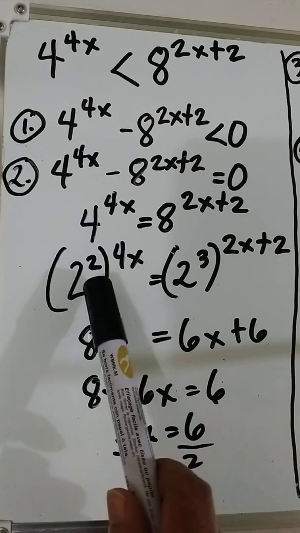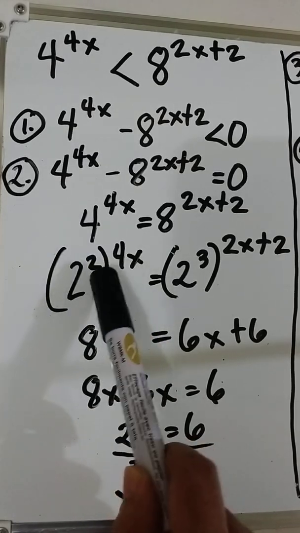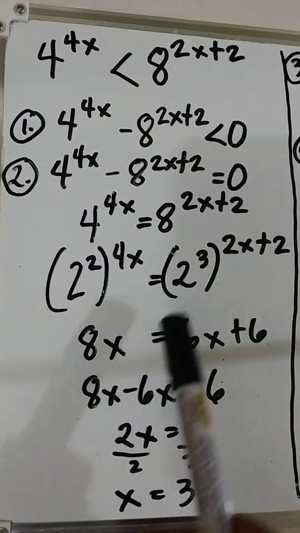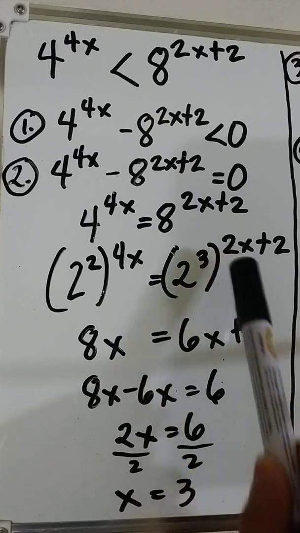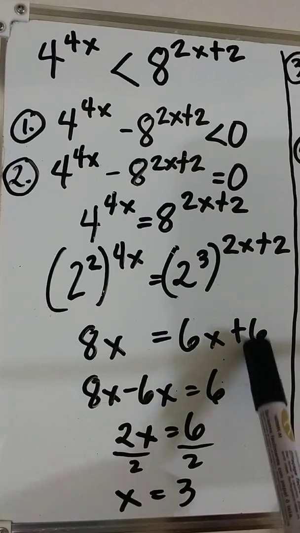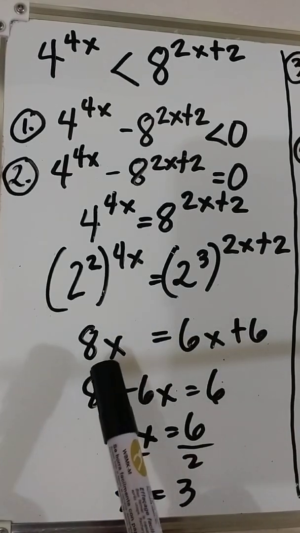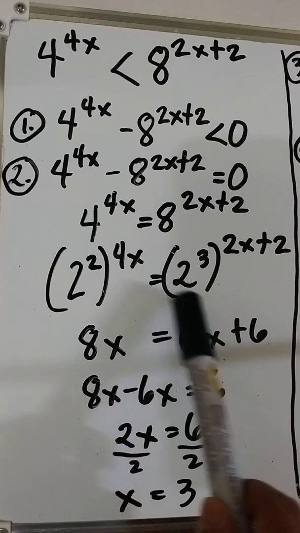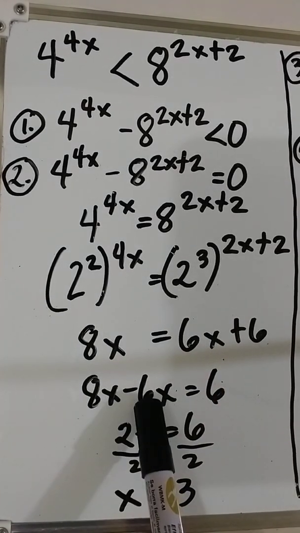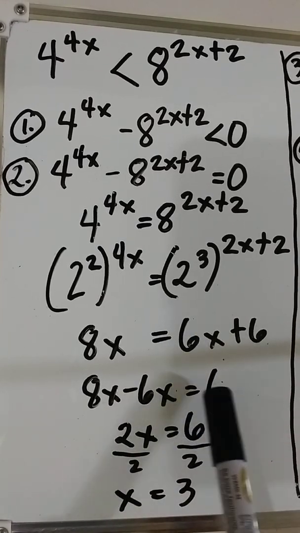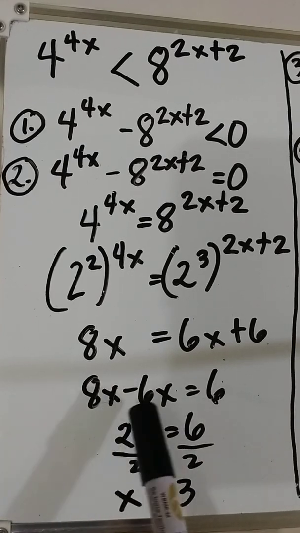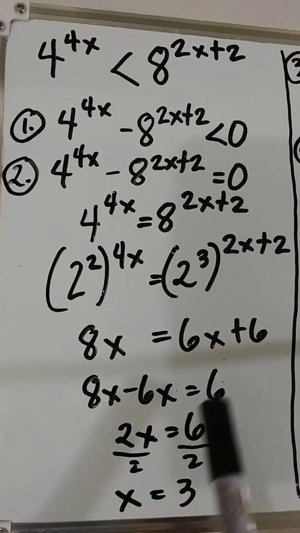In this case, I multiplied this exponent, 2 times 4x, directly, that is 8x. Then 3 times 2x is 6x. 3 times positive 2 is positive 6. Then to solve for x, this 6x will be transposed to the left side. It will become negative. That's why here we have 8x minus 6x, then copy 6, so it is equal to 6. Then simplify: 8x minus 6x is 2x is equal to 6.